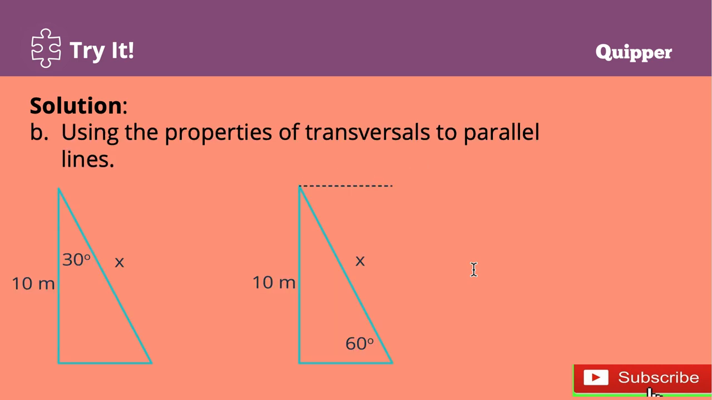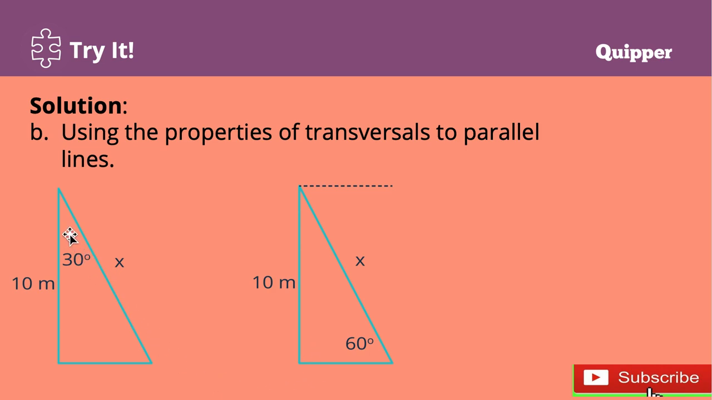The second way, or another way of solving this problem, is by recalling the properties of transversals to parallel lines. Let us illustrate the problem with a different triangle.